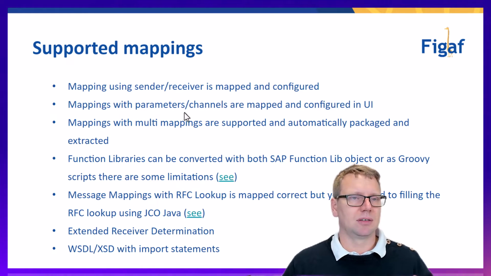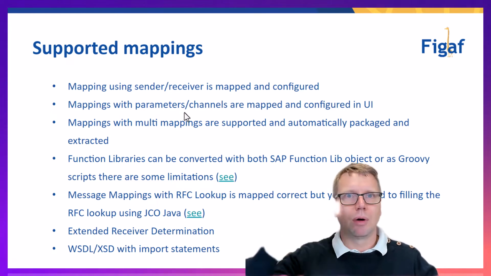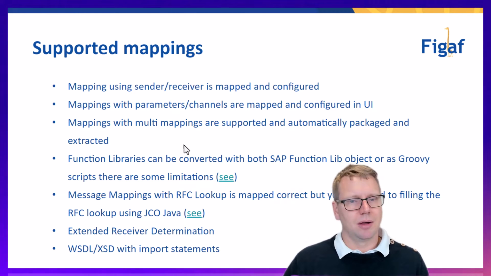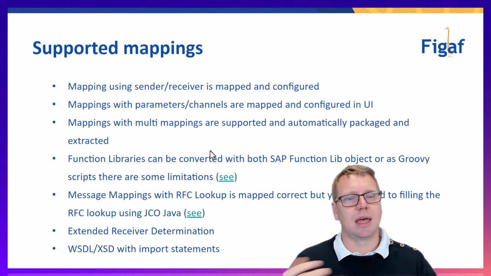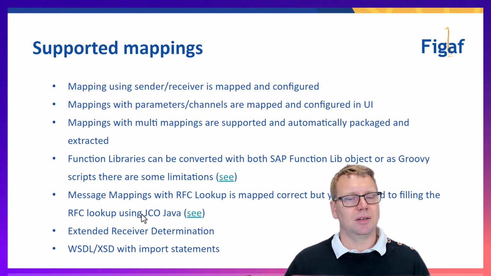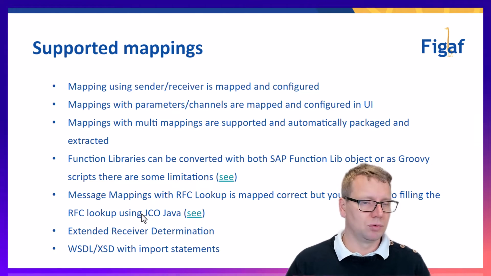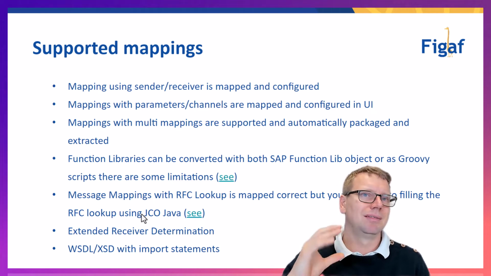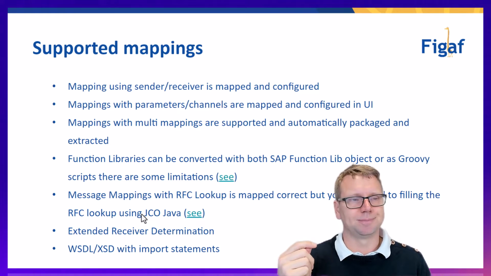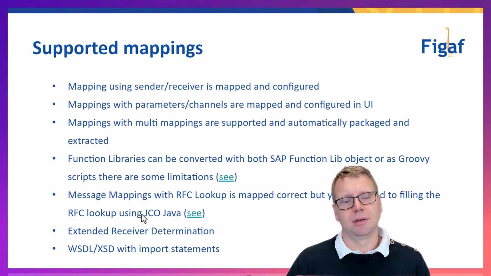Parameters are mapped correctly, both in the UI and operation mapping, making it easy to do the migration. We have multi-mapping support, so they are automatically packaged and exported. We have function libraries we talked about. Message mappings are used and separated, and if you have RFC lookups, the Figaf tool will create Groovy functions that cover this. But you would need to implement the RFC lookups.